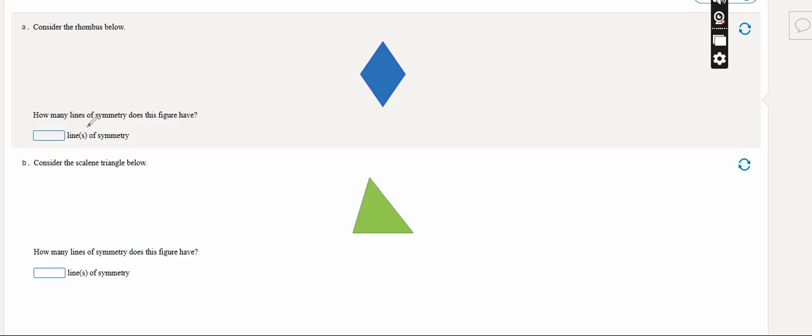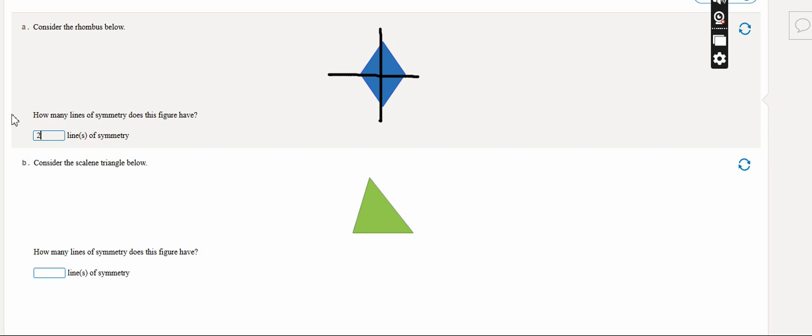Here, how many lines of symmetry? What does symmetry mean? Symmetry means that the shape is being divided into half. So it's being divided like this and like this. These two are equally in half. That's what symmetry means. So how many lines did we make here? 2. So we have 2 lines of symmetry.